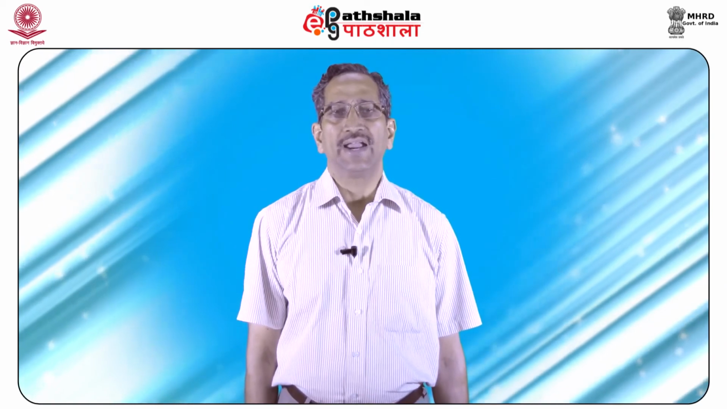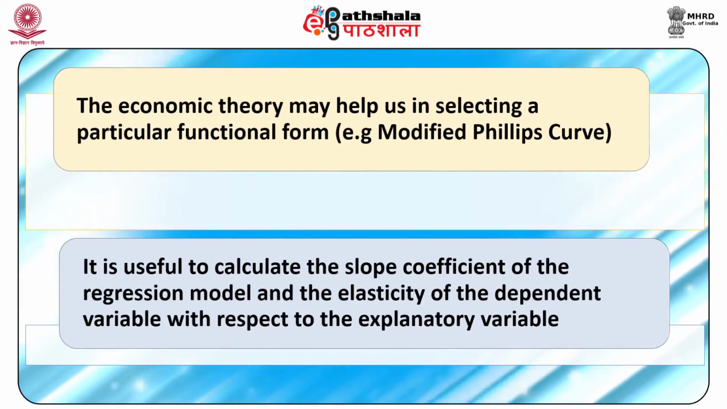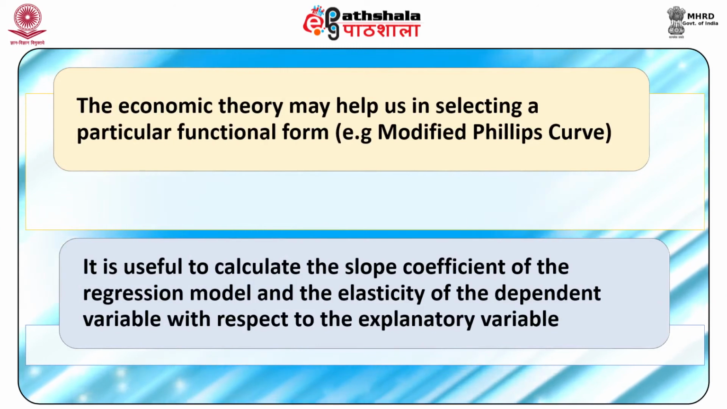Now, the choice of the most appropriate functional form for empirical analysis requires lots of skill and knowledge of economic theory and other information. The choice becomes more difficult as the number of explanatory variables increases in the model. However, some practical guidelines for choosing the most appropriate form are: first, economic theory may help us in selecting a particular functional form, for example, the modified Phillips curve.